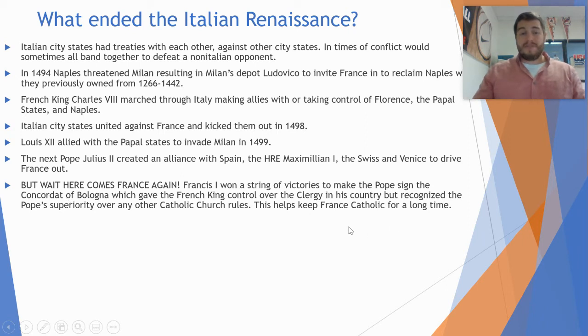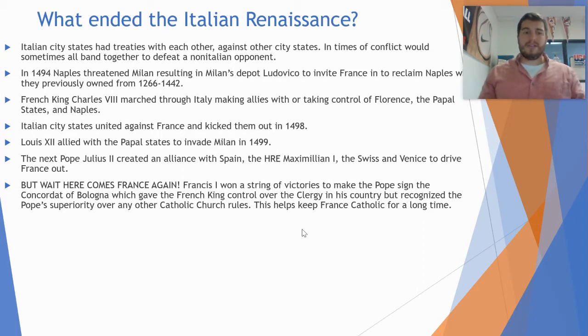But wait, here comes France again. Francis the First of France, who takes over after Louis XII, is going to come back in and make the Pope sign a concordat. Basically, this just means a proclamation or a law or an agreement, which gave the French king control over the clergy in his country, but recognized the Pope's superiority over any Catholic rules. Basically, it's just an agreement between France and the Pope that, okay, France, you can have the powers to create your own clergy. I'll stay out of it the best I can, but you still acknowledge that I'm the one in charge of the Catholic Church.